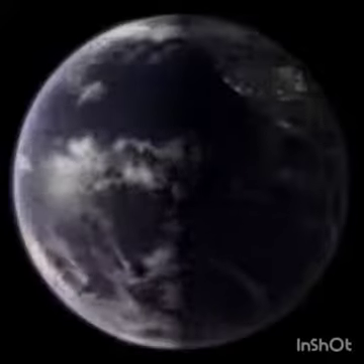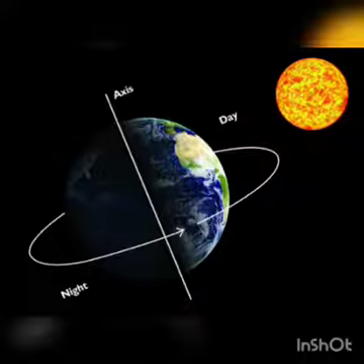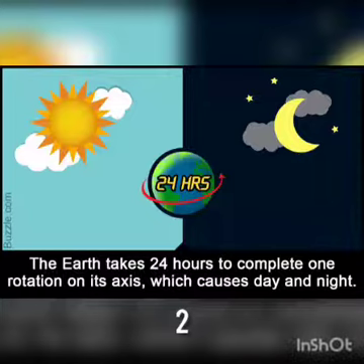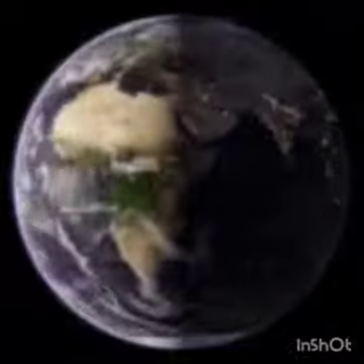It causes day and night. During rotation, the side facing the Sun has light, hence we call it day, and the side away from the Sun has darkness. That's why we call it night. Now it gives us a day of 24 hours. When Earth completes one spin, or you can say one rotation on its axis, we call it a day.